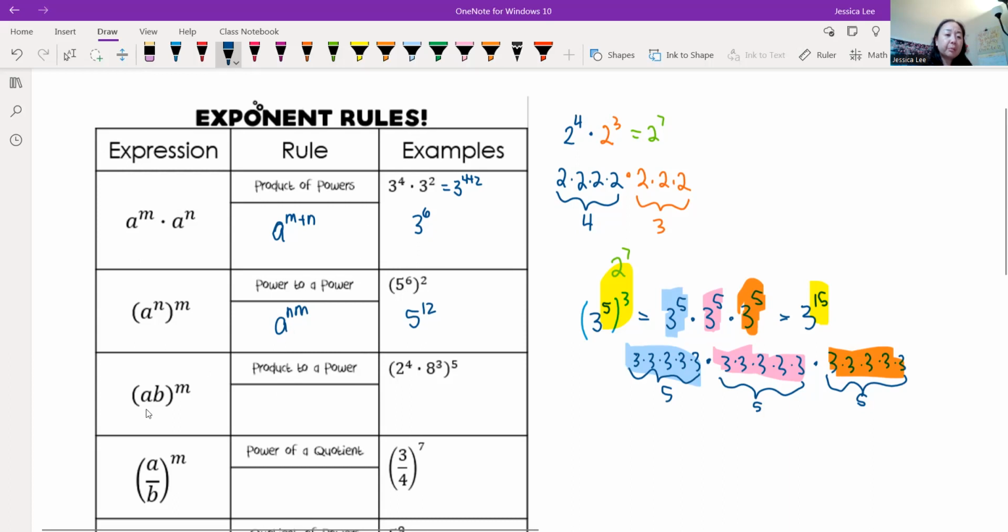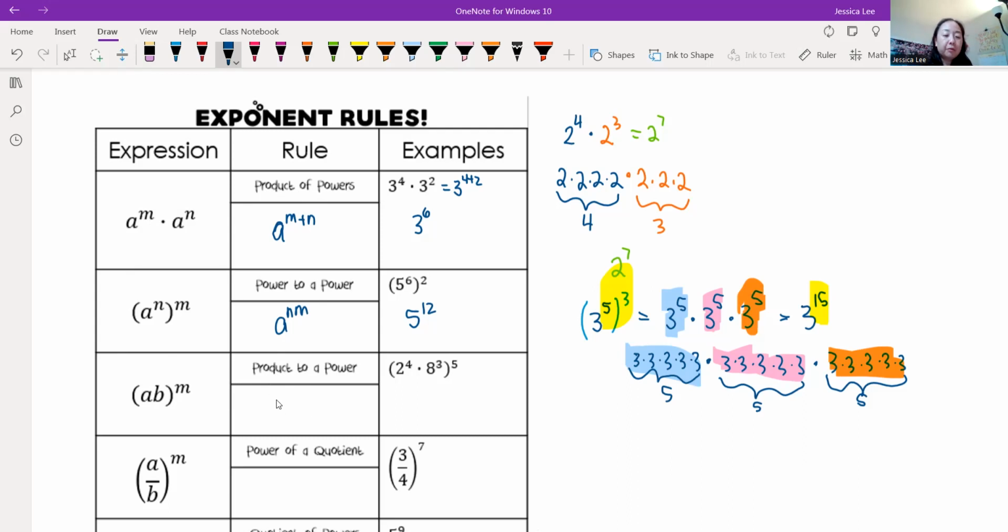What we're going to do with this next one is combine these two, kind of. We'll see how it goes. If you see right here, we have a times b, and we're going to take that to the mth power. So this is a product to a power, not to be confused with product of powers. Here we have a product, two things that are multiplying, and we're taking it all to a power.